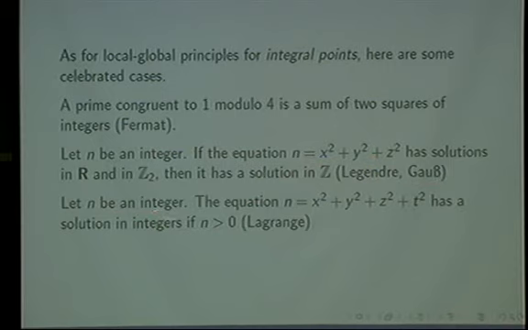And then there's another famous one, which is Lagrange's result, that any positive integer is the sum of four squares of integers. So here there are no local conditions except the positivity condition. I mean, the local conditions are automatic. If you look for congruence obstruction, you won't find any congruence obstruction. So the only condition here is that n be positive, and then it is indeed a sum of four squares. So any positive integer is a sum of four squares.